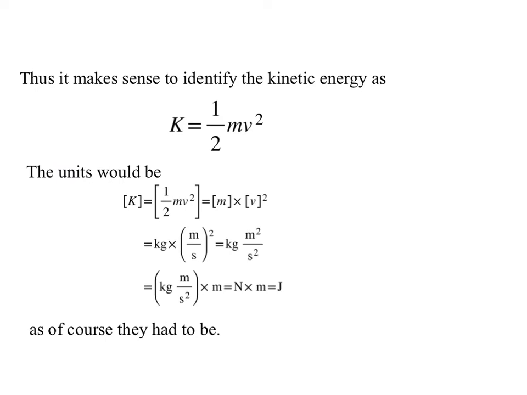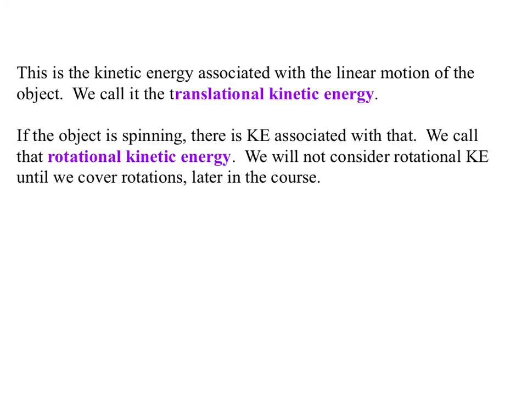The units of this K would be 1/2 m v squared. A half doesn't have units, m times v squared, or kilogram times meters per second all squared, or kilogram meter squared per second squared, which I could then factor out as kilogram meter per second squared times a meter, or newton times a meter, which is a joule. Of course, we knew it would have to be a joule, but this was a way of confirming that it's at least dimensionally correct to come up with this expression.